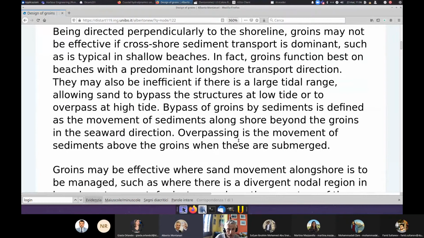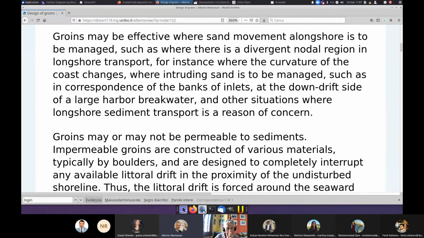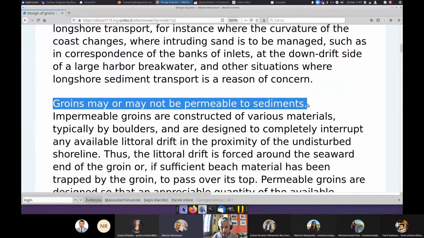Okay, now how to design groins? First, let's always keep in mind that they are effective against the along-shore sediment transport, and let's also take into account that we may need some permeability to sediments.